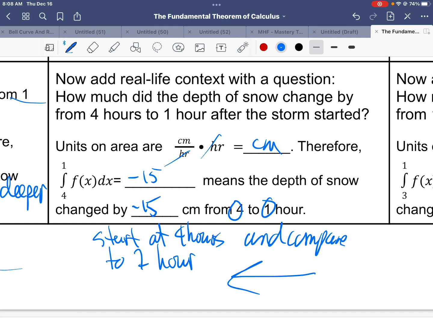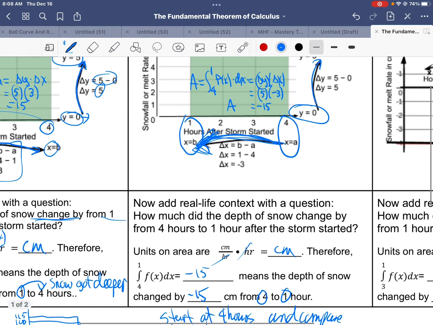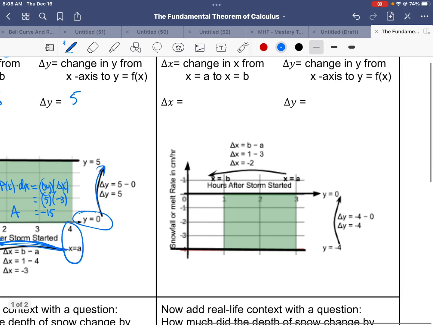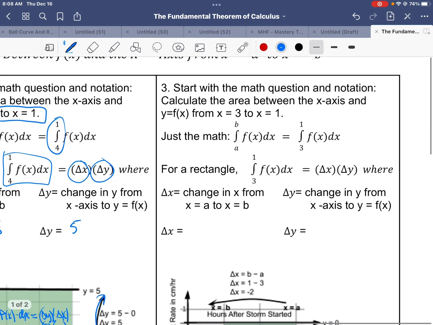And if the snow was accumulating from 1 to 4 hours, that means there's more snow at 4 hours than at 1 hour. In turn, there has to be less snow at 1 hour compared to 4 hours. So there's less, I'm looking from 1 hour to 4 hours. That direction is important. Okay, let's try one more. This is the most complicated it can be.